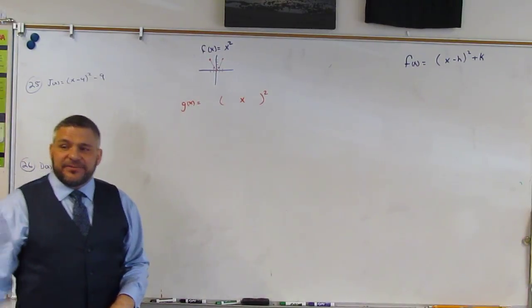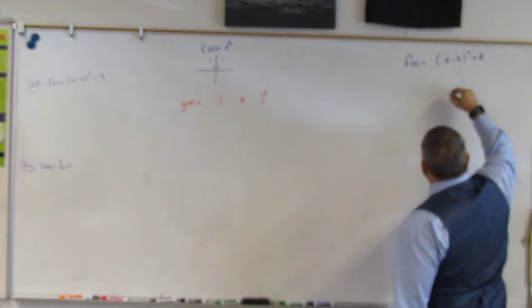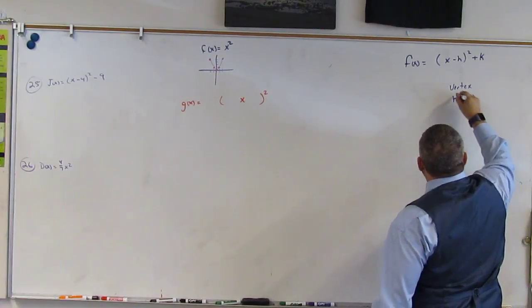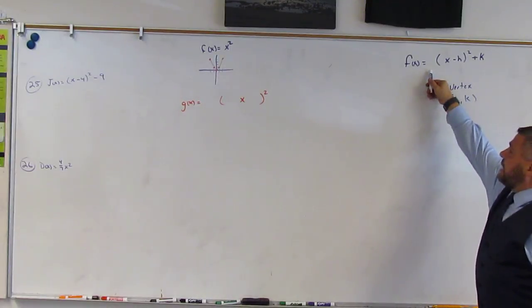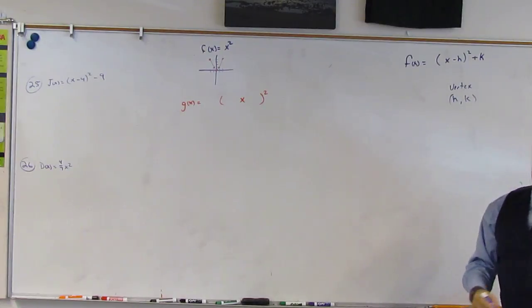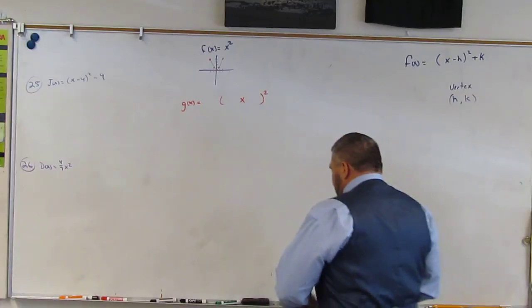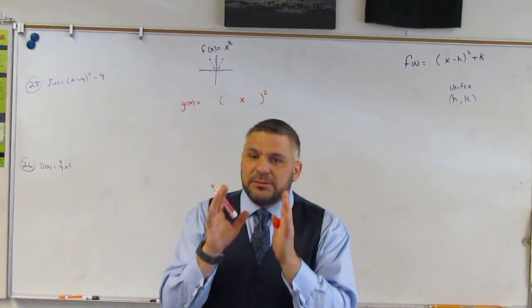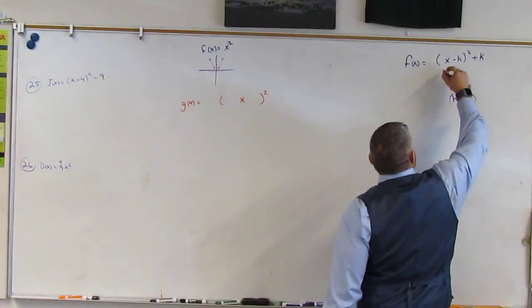The key to the vertex formula is this. The vertex is h and k. And that's why it's called the vertex formula, because the formula is made up of x minus h squared plus k. Now, if we think about what we've been doing, the inside is what? Is that horizontal or vertical? Horizontal. Okay. So this is the horizontal.